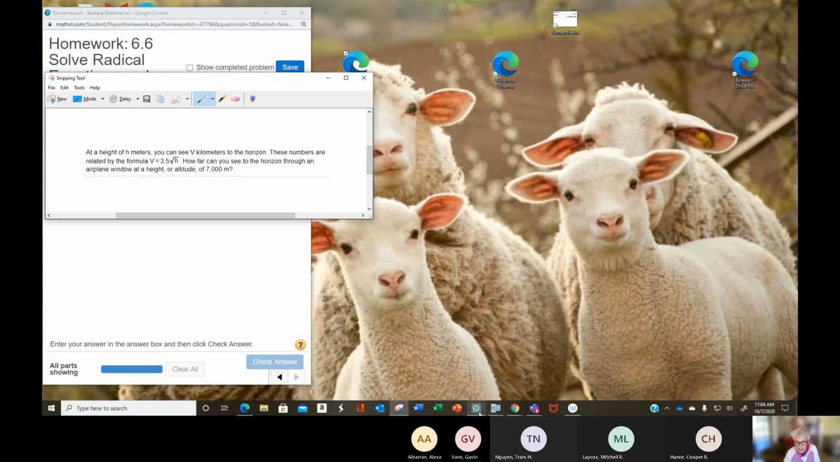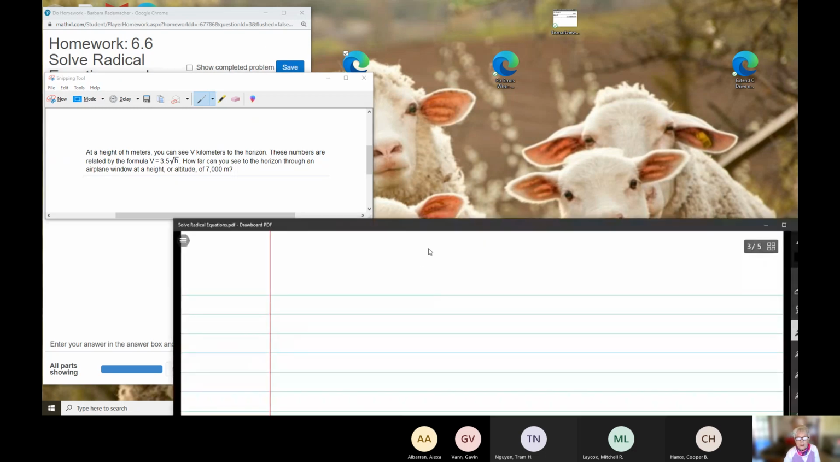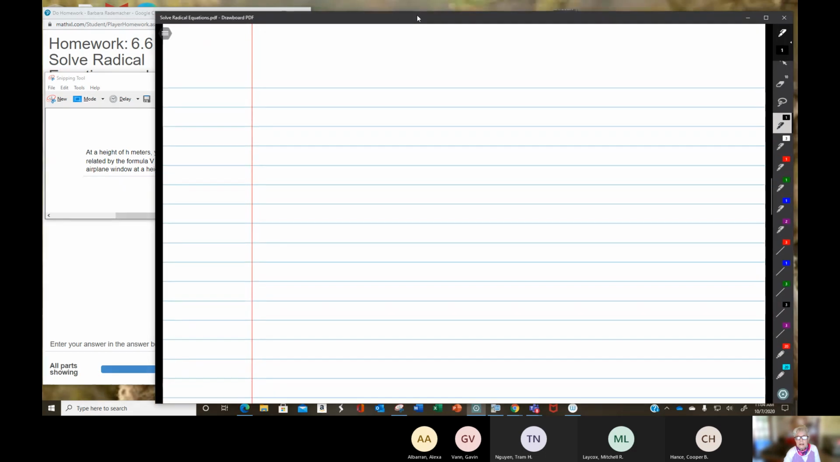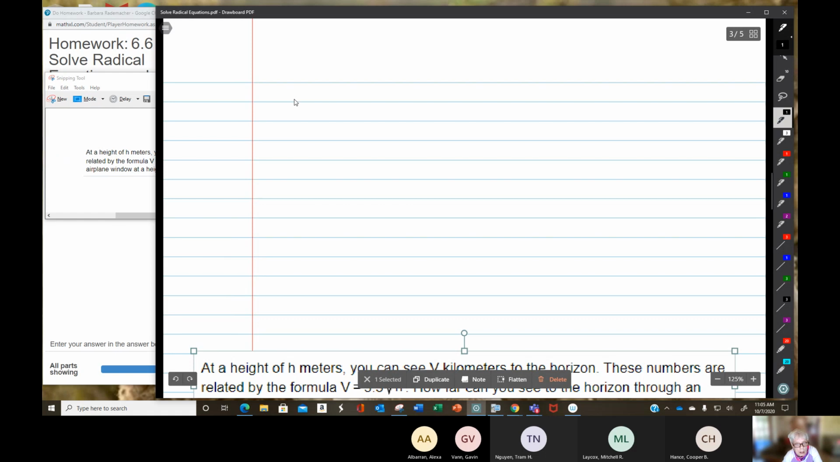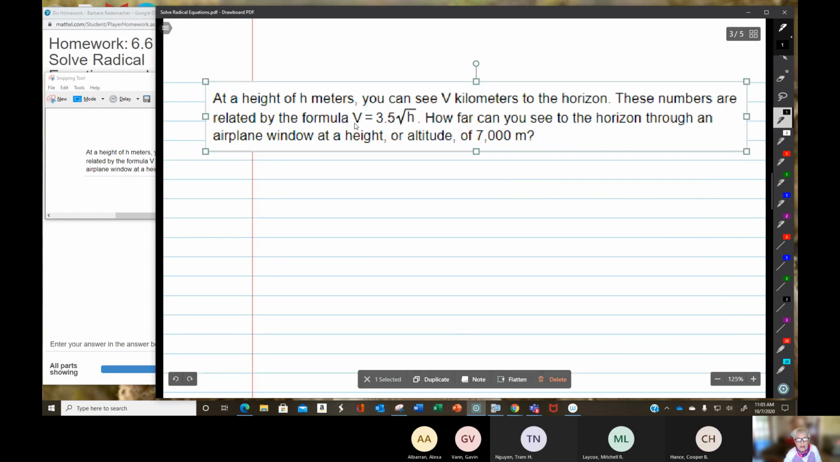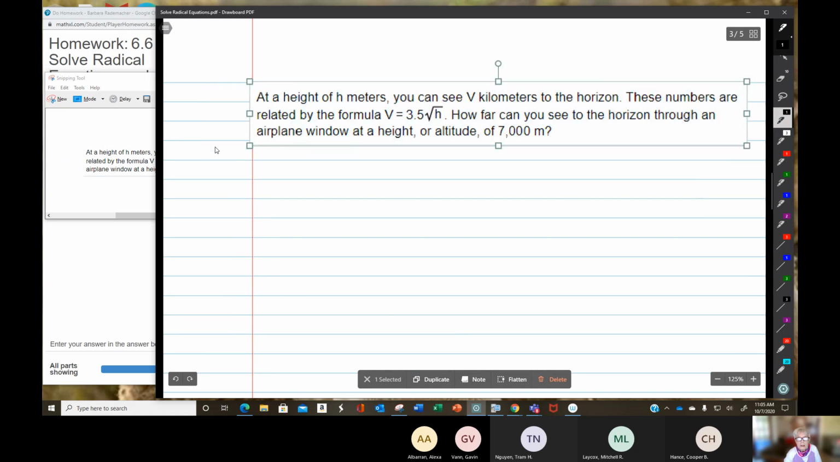Okay, so back up. Here we go. What I want to do is copy it. Well, I copied it. I want to paste this here so it'll be easier for everyone to read. There we go. So here's what the problem says. At a height of h meters above the ground, you can see v kilometers to the horizon.